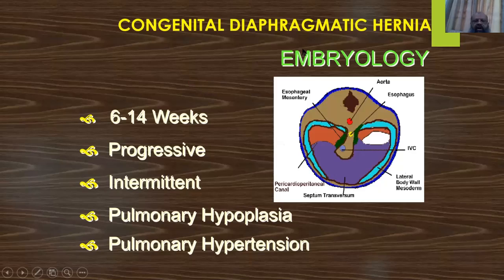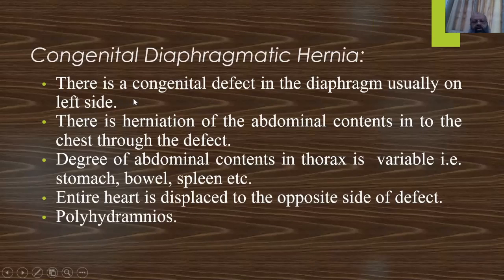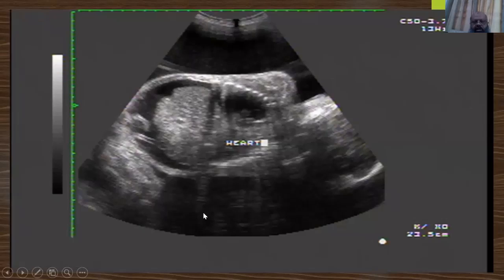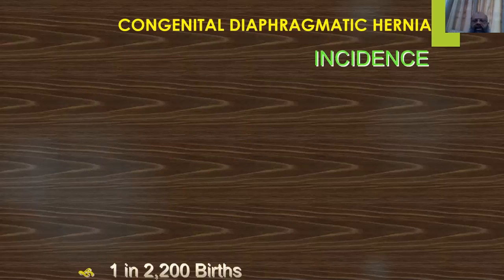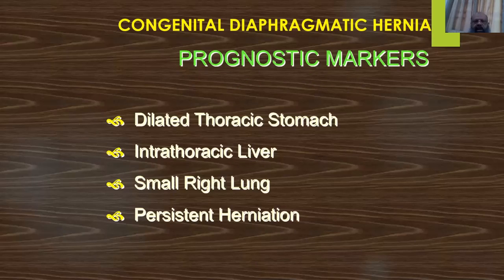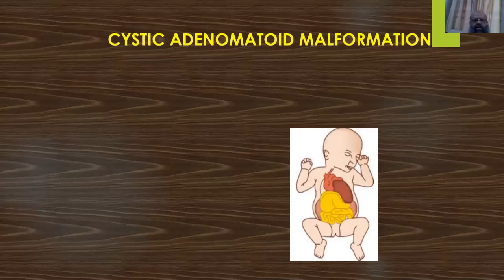We can have congenital diaphragmatic hernia, which can be diagnosed at 6 to 14 weeks. Progressive intermittent pulmonary hypoplasia is seen. We can have pulmonary hypertension. There is a congenital defect in the diaphragm, usually on the left side, and from there, the stomach is herniated into the thoracic cavity. Here is the heart. Along with that, the stomach is present in the thorax. We can also have pulmonary hyperplasia and some of the masses. I will not go into detail of that.